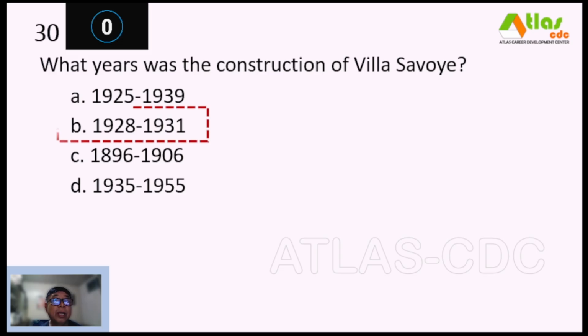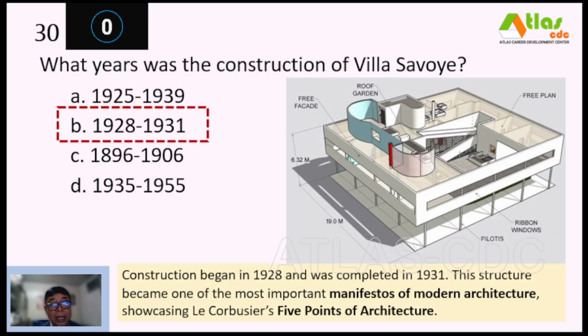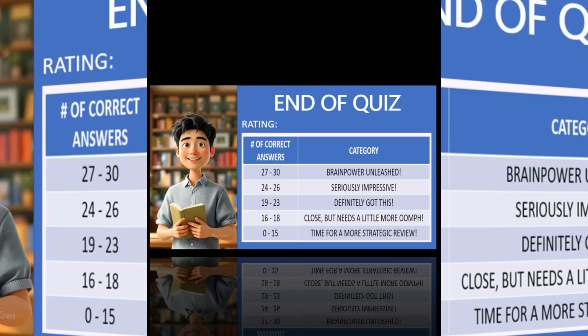And our correct answer is letter B, 1928 to 1931. So the construction began in 1928 and was completed in 1931, and this structure became one of the most important manifestos of modern architecture, showcasing Le Corbusier's 5 points of architecture.